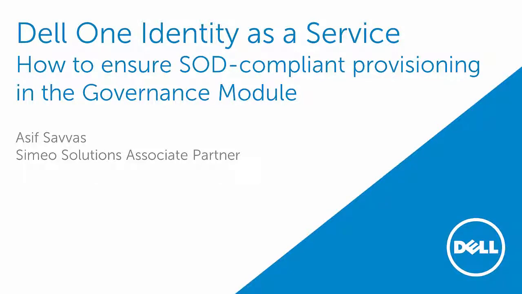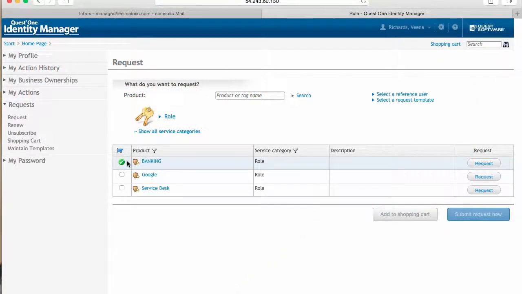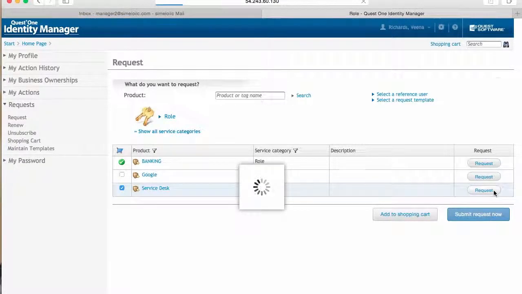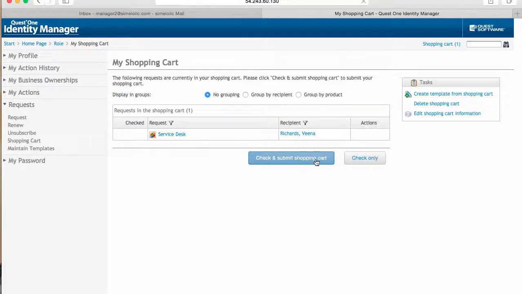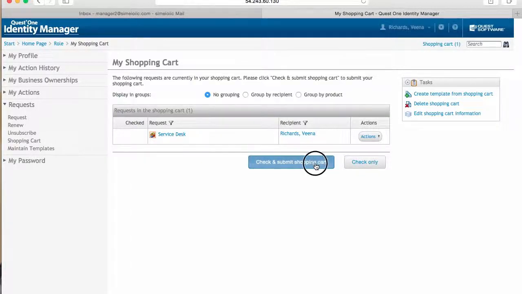So in this recording, we're going to take a look at how we can do SOD compliant provisioning. So I'm logged in as an end user. I'm going to go in and request a new role. The new role is for a service desk role. I already have the banking role. So I'm requesting an additional role of service desk access.